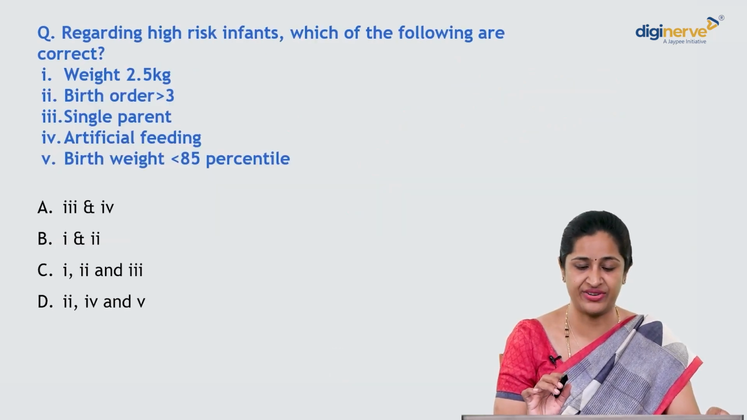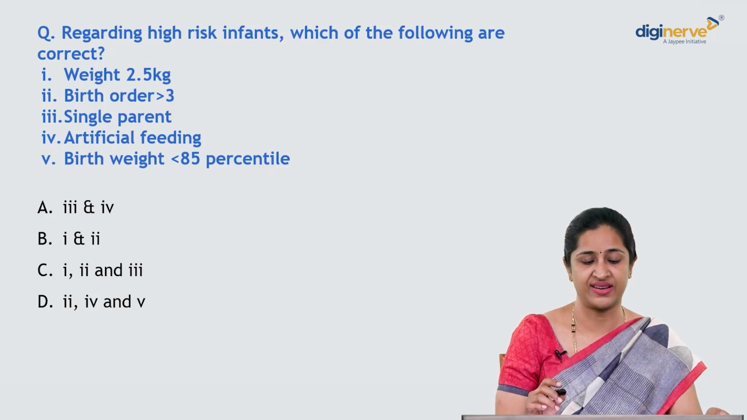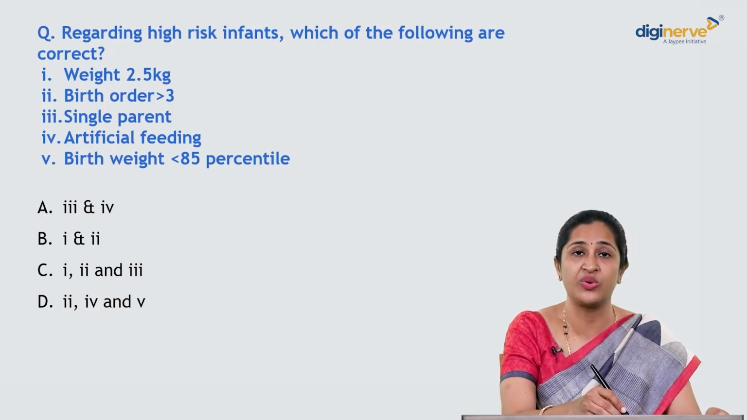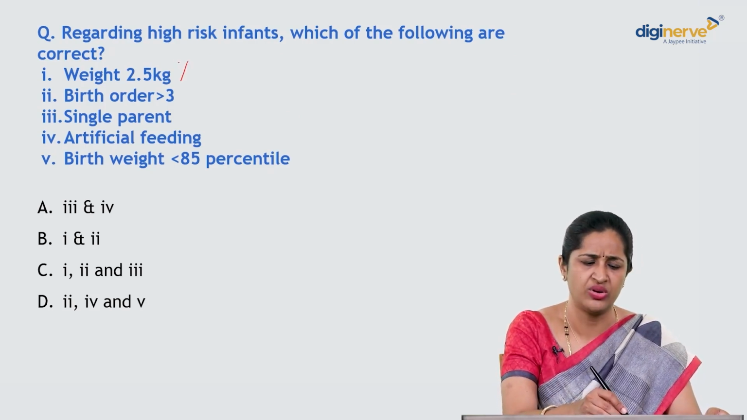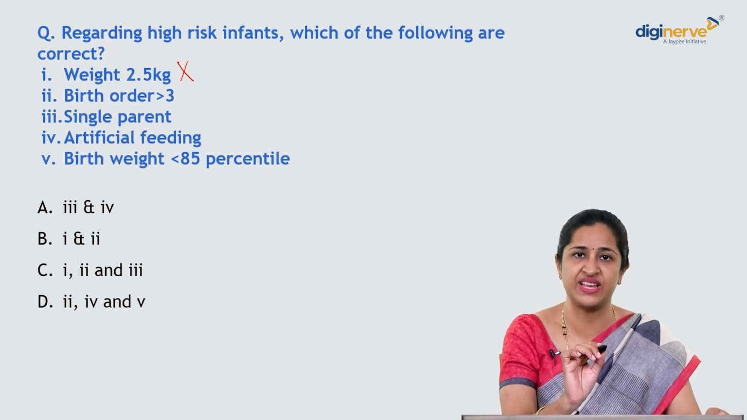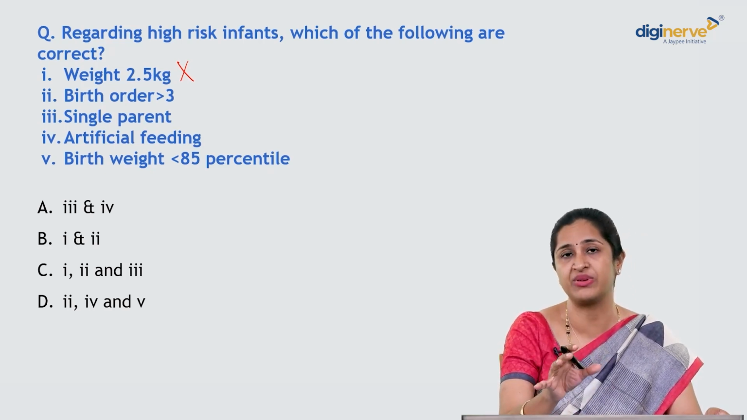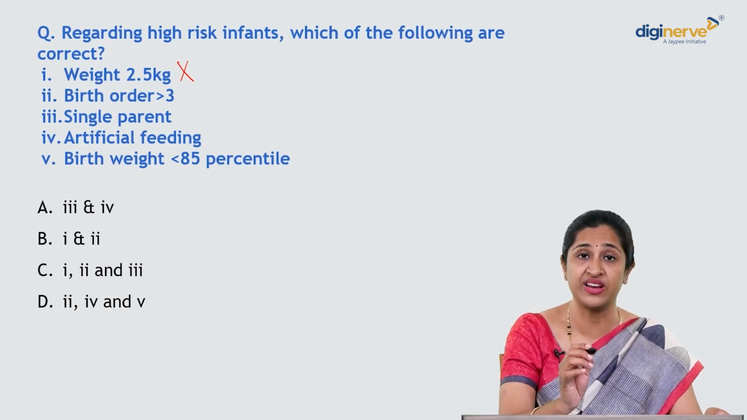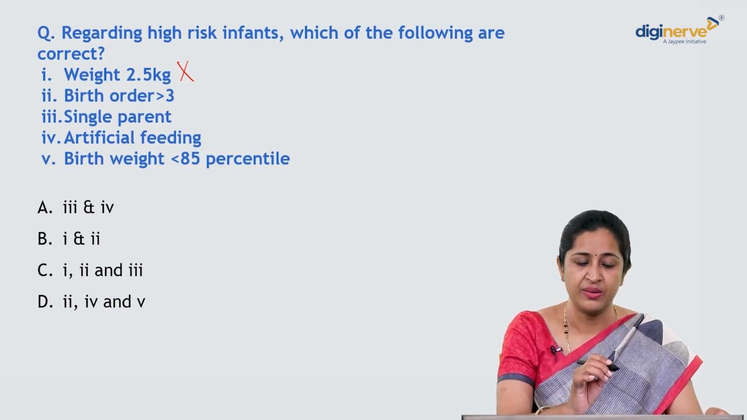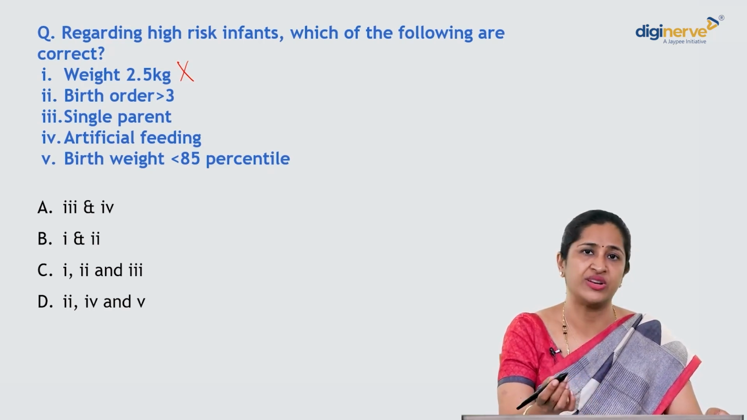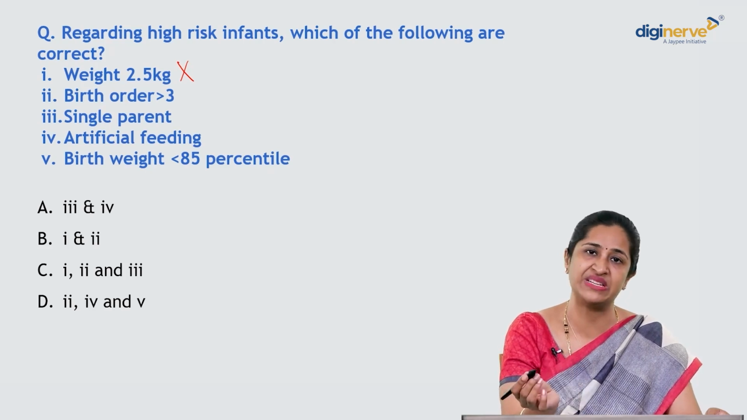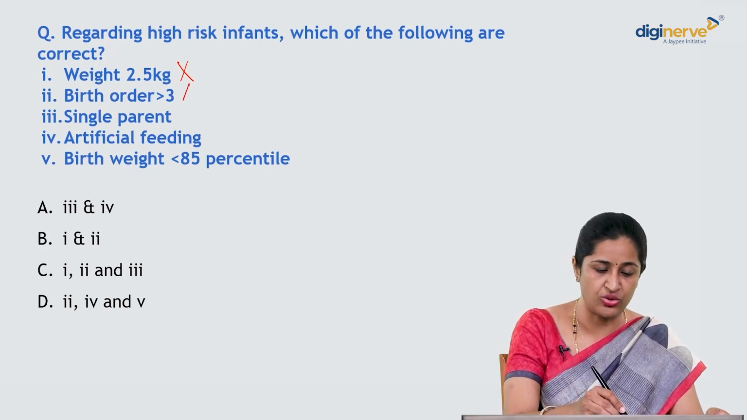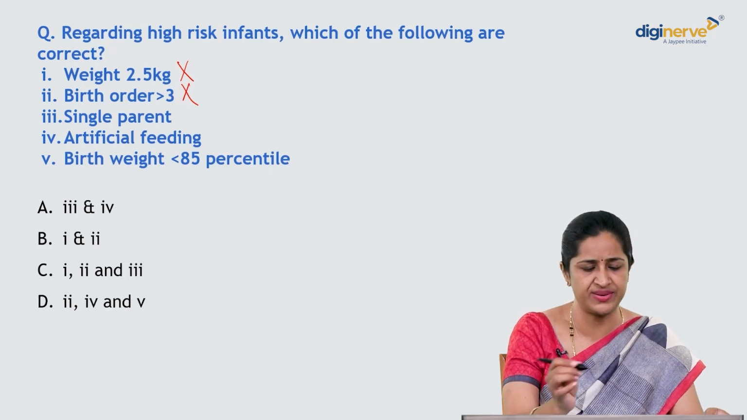Regarding the high-risk infant, which of the following is correct? Is a high-risk infant the one who has a weight of 2.5 kg? No. Babies below 2.5 kg are in fact high risk, and even that has become a question with the new clinical nutrition scorings. Birth order more than 3, not essential. In our country, we have many families where birth order is more than 3.